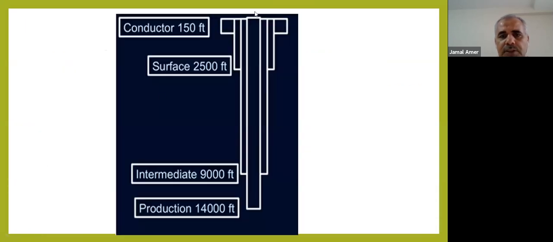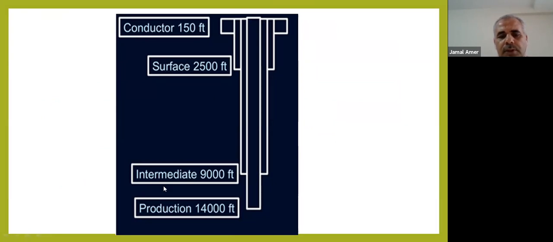Here we see a simplest sketch of the casing of a well. With casing here we have the conductor. The conductor will be around 150 to 180 feet. Surface casing up to 2,000 feet. This is a vertical well. Some other wells could be deviated wells or directional wells.